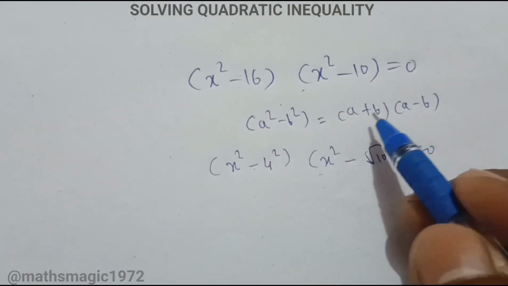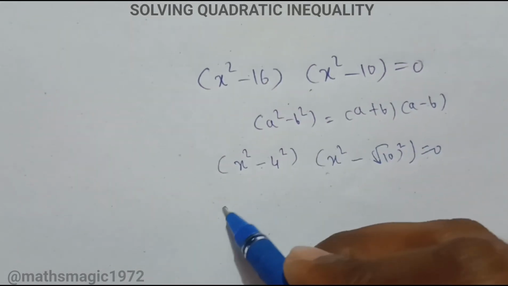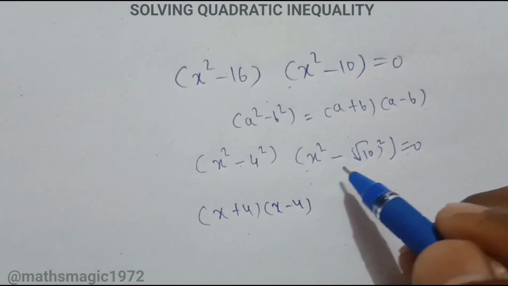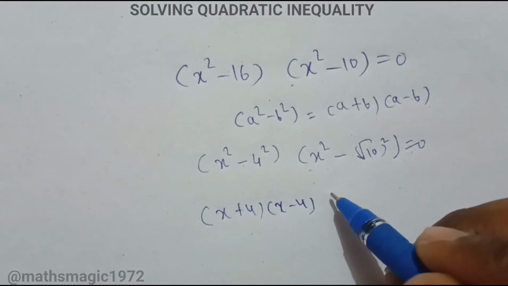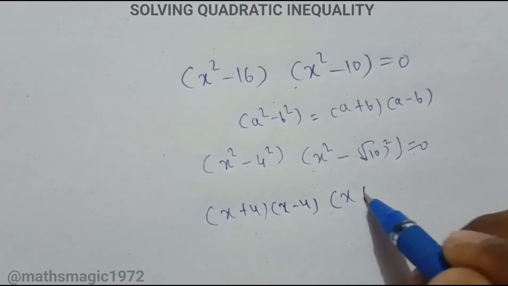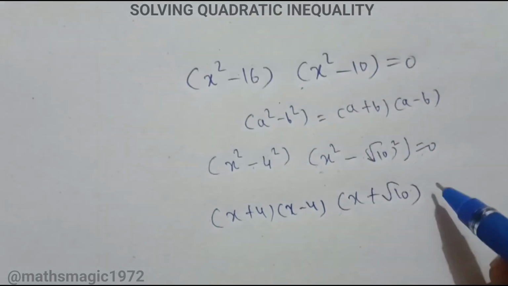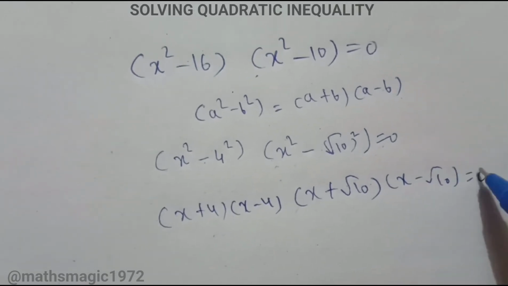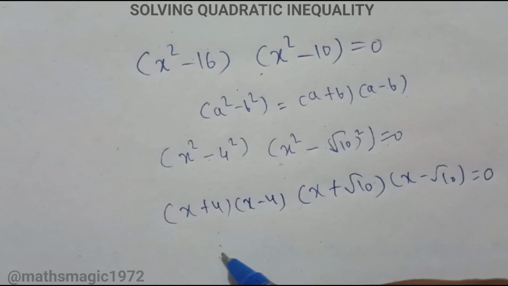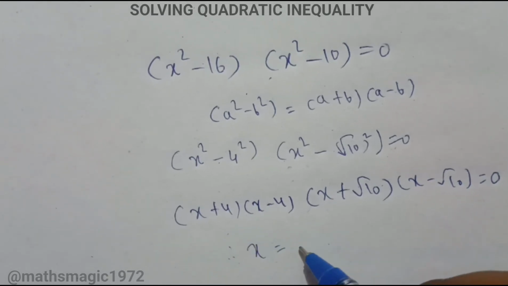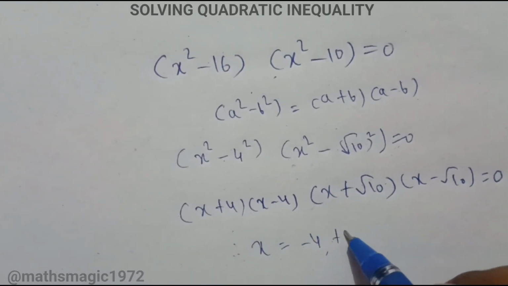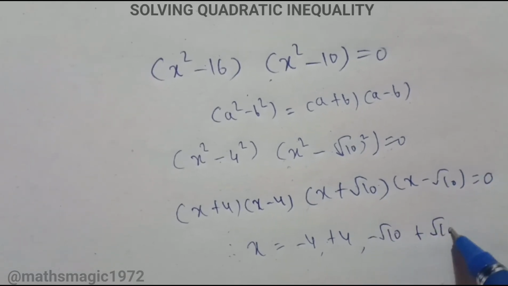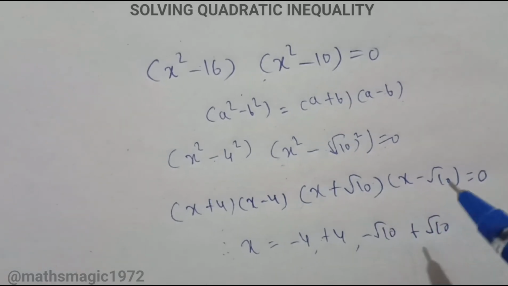Using this formula, we can write it as (x plus 4)(x minus 4). It is in the form of a square minus b square. This one you can write as (x plus root 10)(x minus root 10) is equal to 0. Therefore, the x values are negative 4, positive 4, negative root 10, positive root 10.